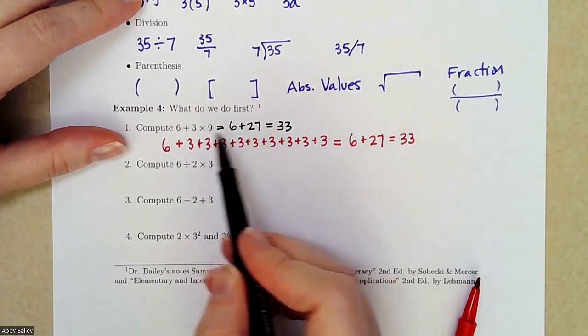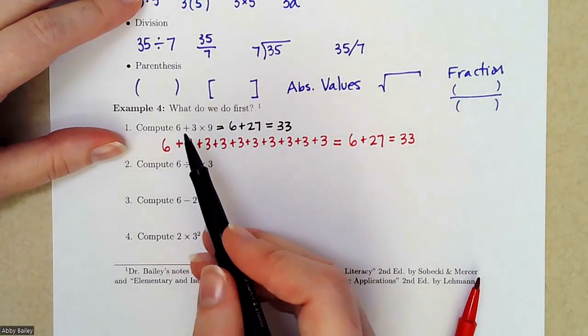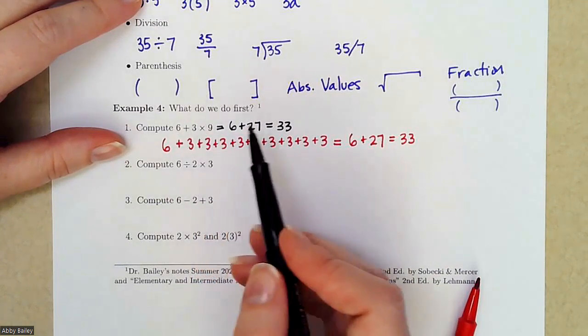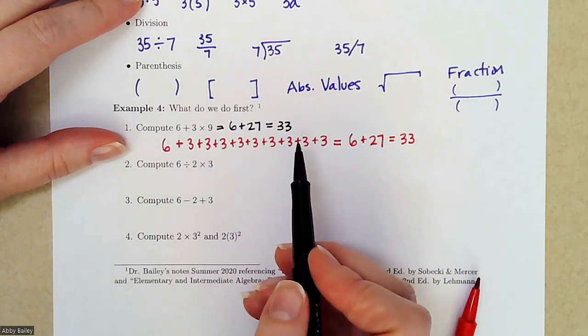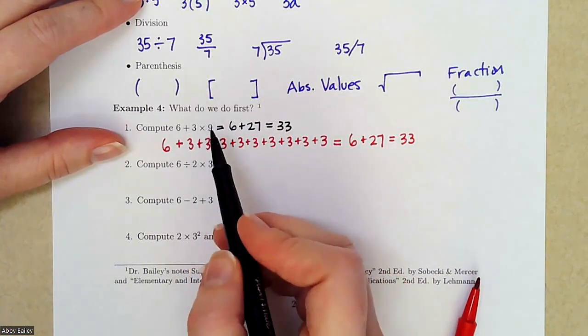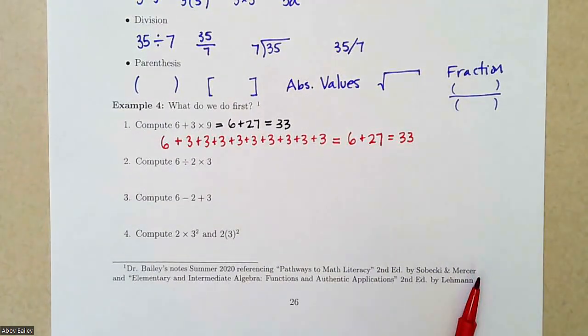Okay, so we see in this problem, as opposed to doing 6 plus 3, which would be 9, times 9, which would be 81, really, because multiplication is repeated addition, we want to do 3 times 9 first, then add the 6. Okay, let's do it again.